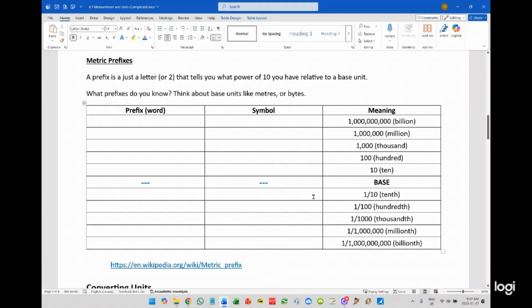I'm going to jump around a little bit because some of them are more or less common than others. When we talk about smaller things like 1/100th, you probably are familiar with centimeters. So the prefix is lowercase c and the actual prefix word is centi. I know we say it's "centa," like it sounds like it's an A there, but if you actually check the spelling, it's centimeters.